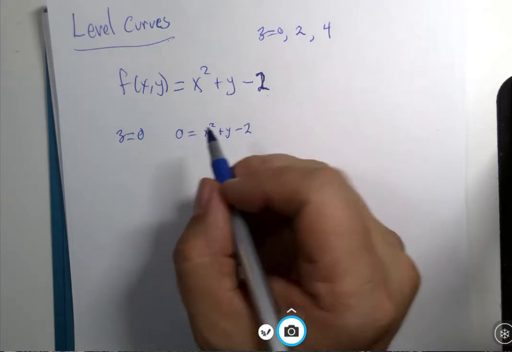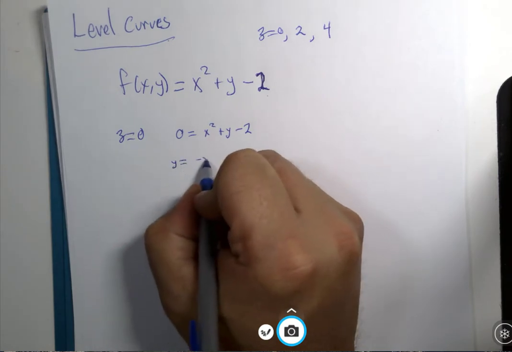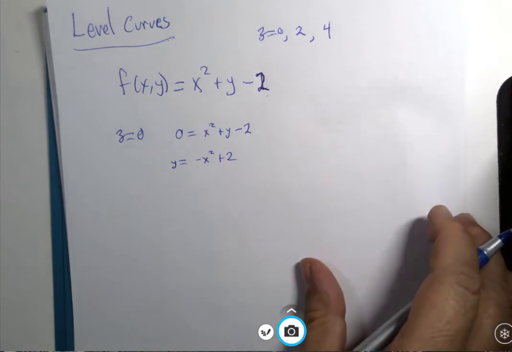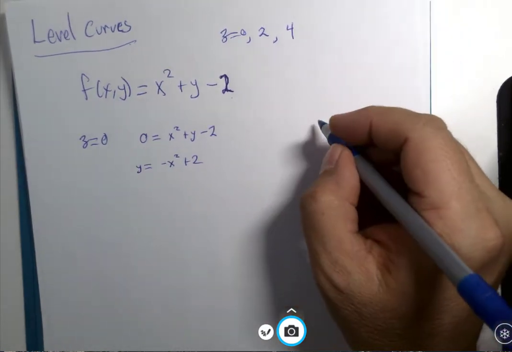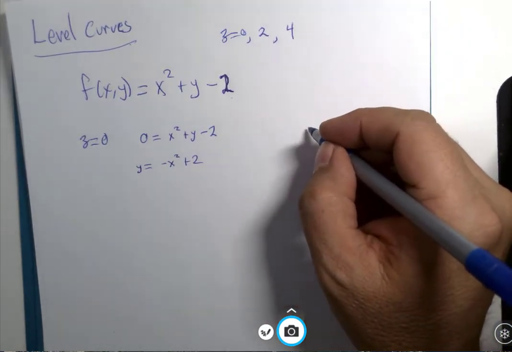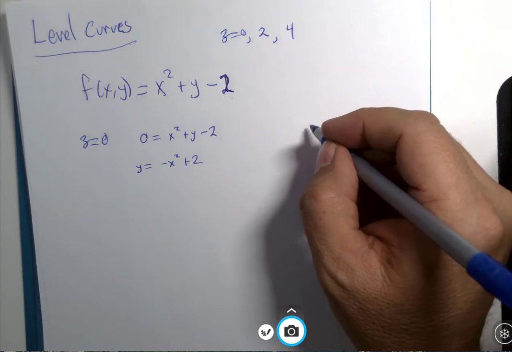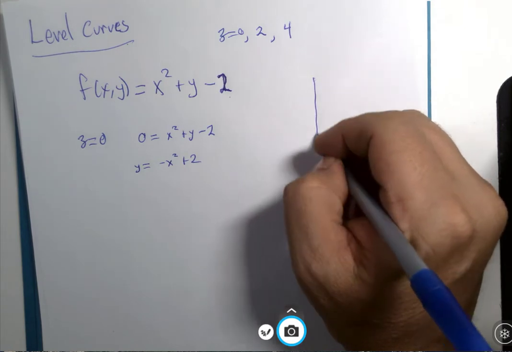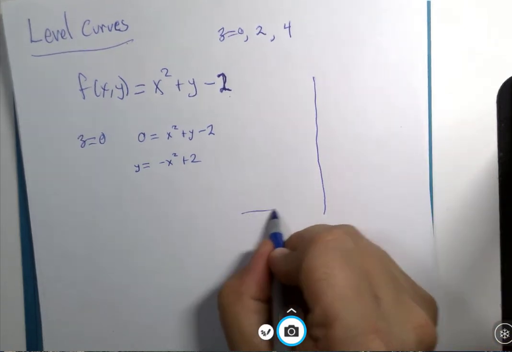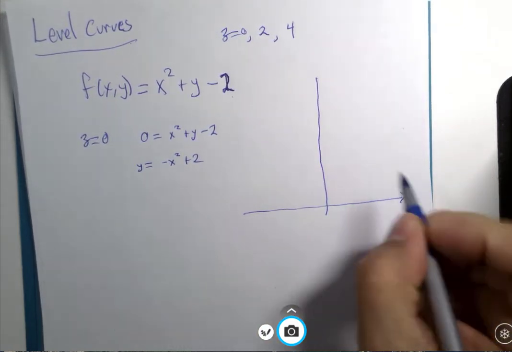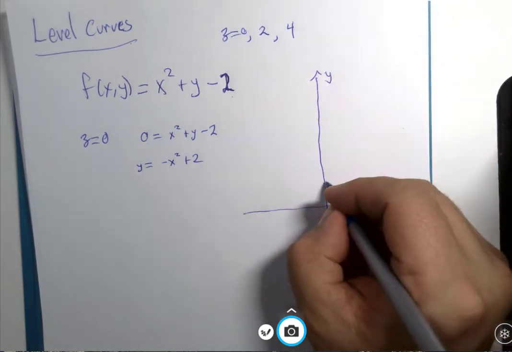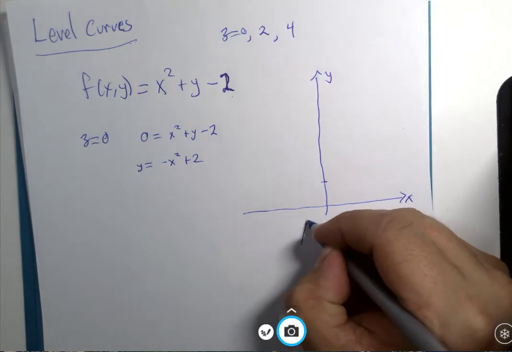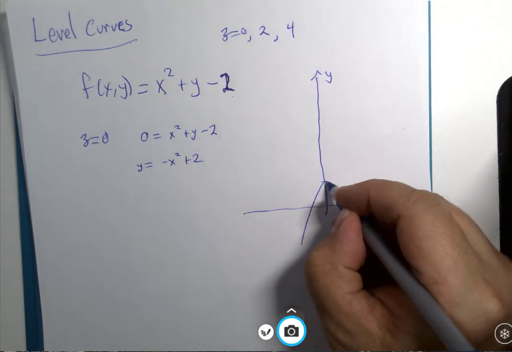Subtract the x squared, add the 2, y equals negative x squared plus 2. Well, wait a second. I know that graph. That graph would be a parabola. All right, so that particular parabola, on the x-axis, y-axis, if that's 2, this parabola would look something like the following.